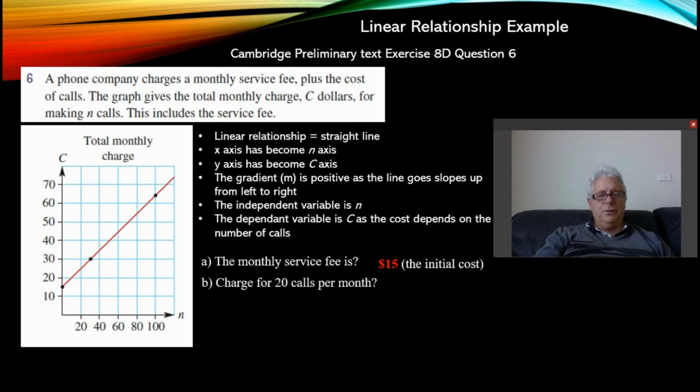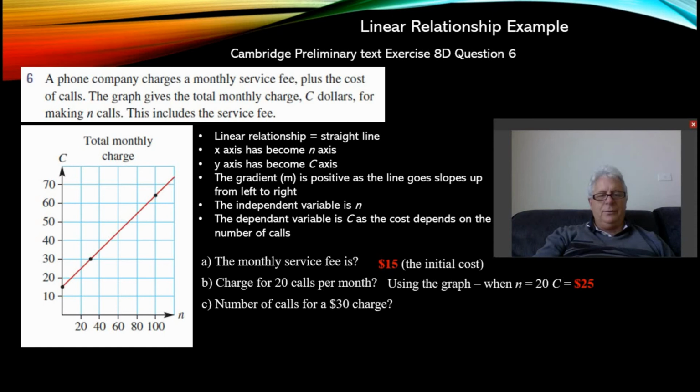Next, the charge for 20 calls per month. Now we have to look at the N-axis first for the number of calls, 20 in this case. We find 20 on the graph down the N-axis, and follow that line up to where it touches the red line, and then go left horizontally. We see that the cost is at 25. So C is 25, so that's the charge for 20 calls.